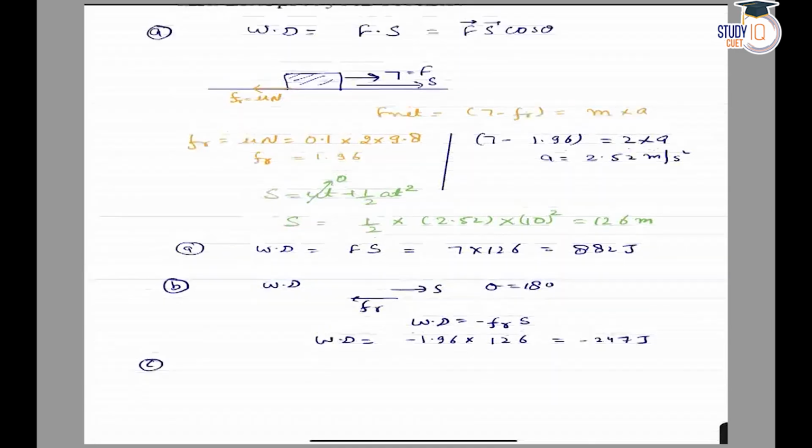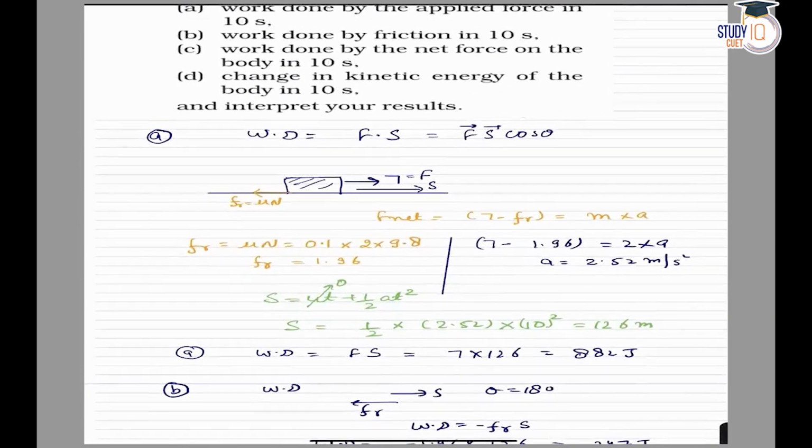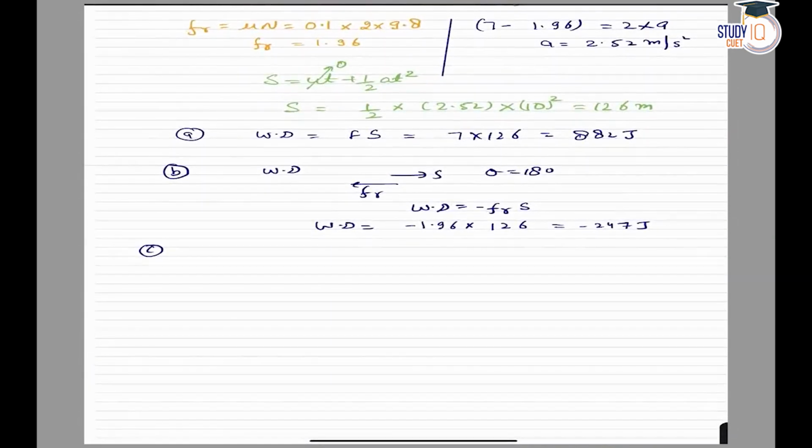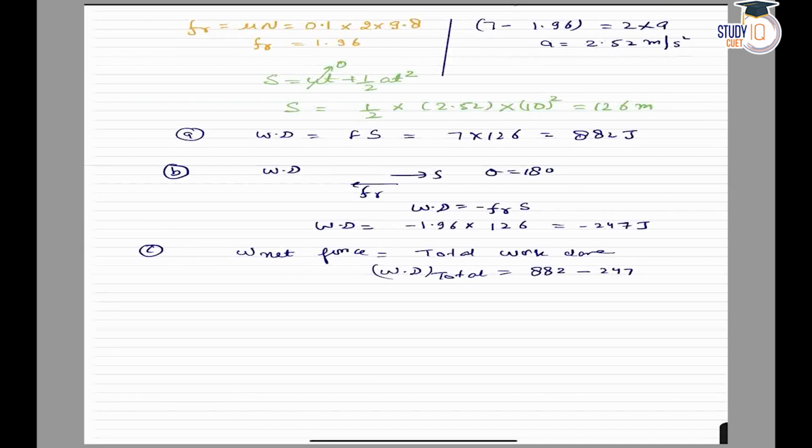Part C is asking about the work done by the net force. Work done by net force means total work, which can also be written as total work done. Total work done is equal to the summation of all the work. The work done by the external force is 882 and the work done by friction is minus 247. On solving this, we have total work equal to 635 joule.